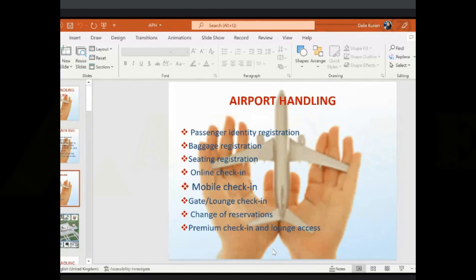First and foremost would be your passenger identity registration, PIR, which happens while entering the gate. You're entering into the airport. If you need to enter the terminal, you've seen the CISF checking your ID card, your identity proof, and your itinerary. Itinerary means your ticket.